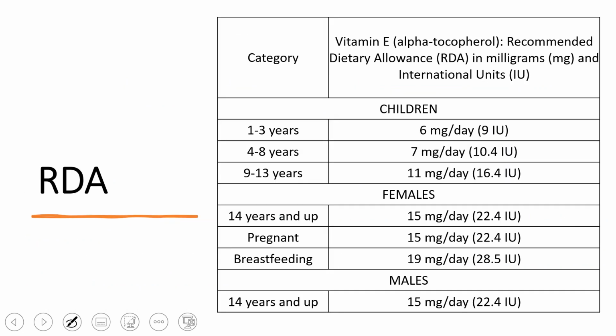These are the recommended dietary allowances of vitamin E. It is required for different age groups. We have a requirement of 6 to 11 mg per day. As age grows, the supplement requirement should increase in both males and females. Roughly, an adult requires 15 to 19 mg per day.